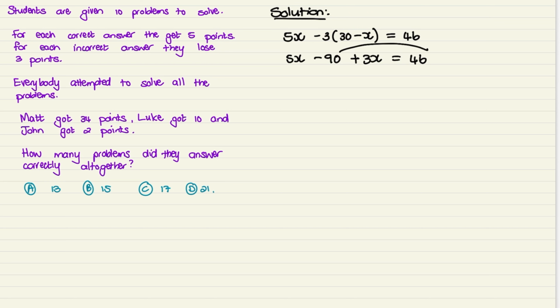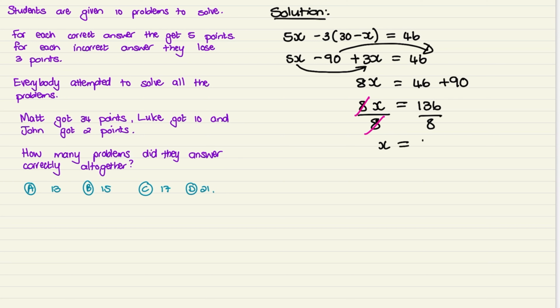I can move the 90 to the right-hand side, so that will be 56 plus 90. And on the left, I have 5x plus 3x, so that becomes 8x. So therefore, 8x is equal to 146. And if I divide the left and the right by 8, I'll have the value for x. So x would be equal to 17. So the total number of questions that I have answered correctly is option C, 17.